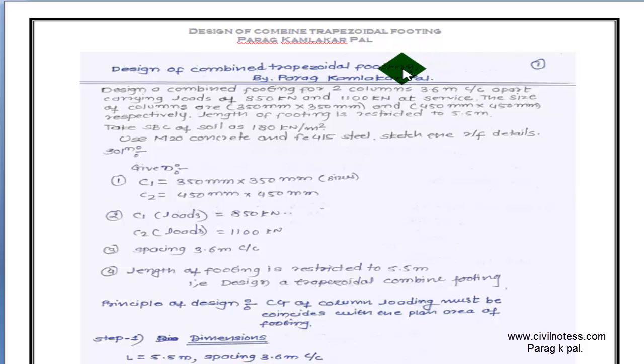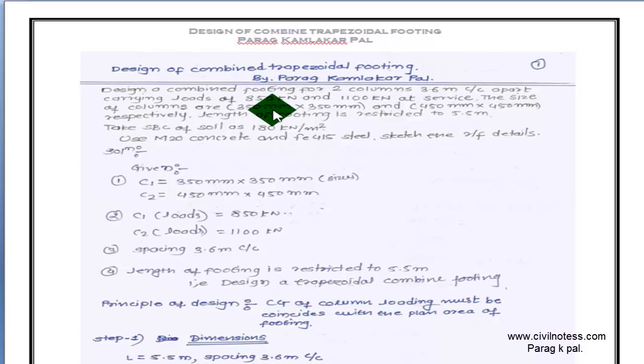So first of all, I will show the numerical. Design a combined footing for two columns 3.6 meter center to center apart. Say 3.6 meter is the center to center distance between the columns, carrying loads of 850 kilonewton and 1100 kilonewton at service. The sizes of the columns are 350 mm by 350 mm and 450 mm by 450 mm.